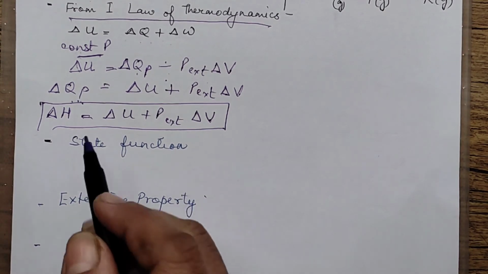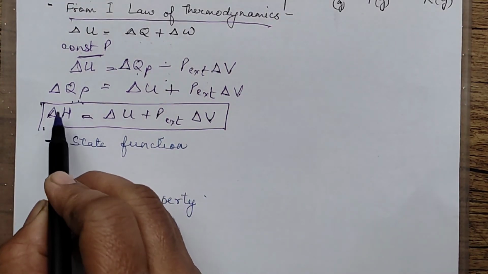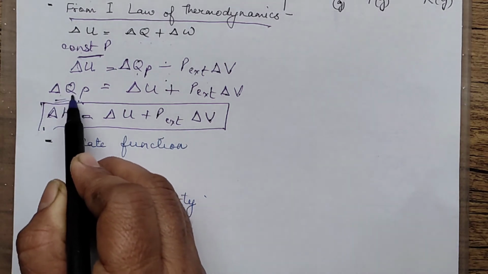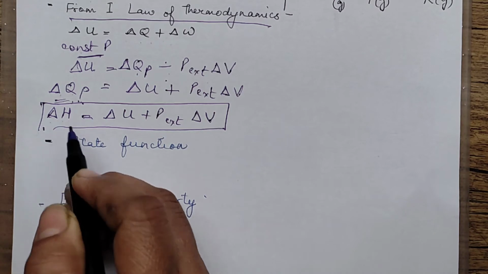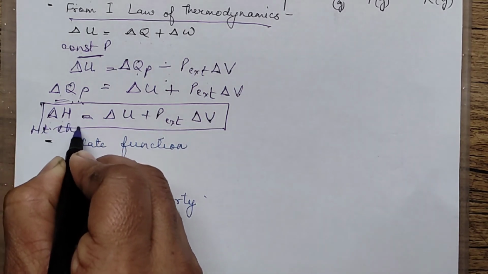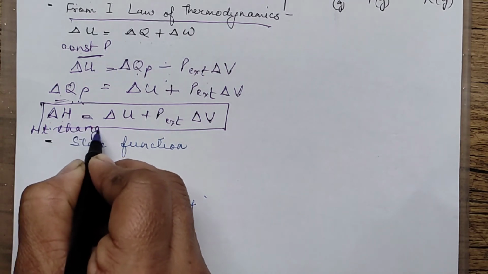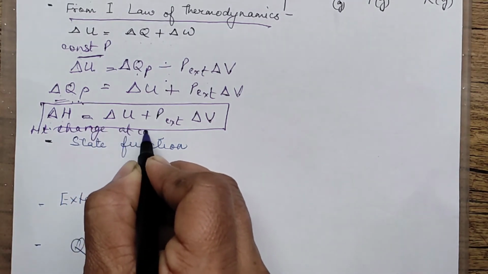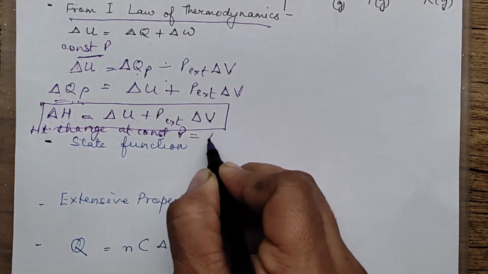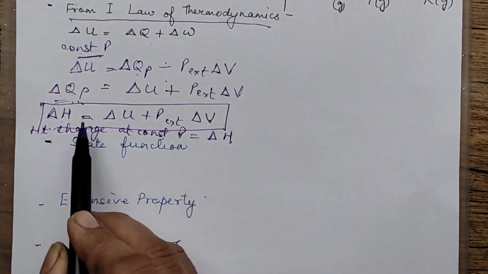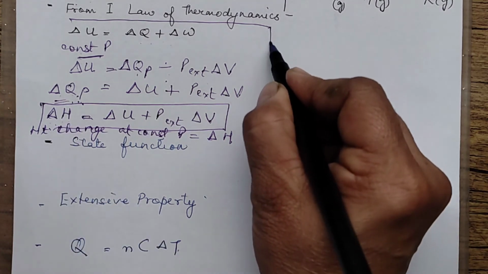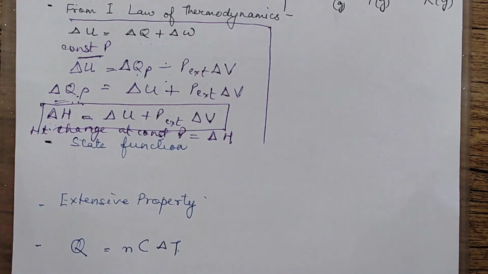So the same formula we are able to get from the first law of thermodynamics also. This is a very important statement, please note this down. The heat change taking place at constant pressure is nothing but delta H. So Q_P is equal to delta H. We will be using this in the numericals.